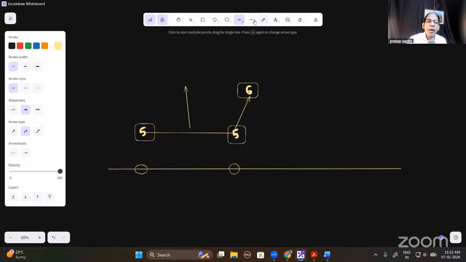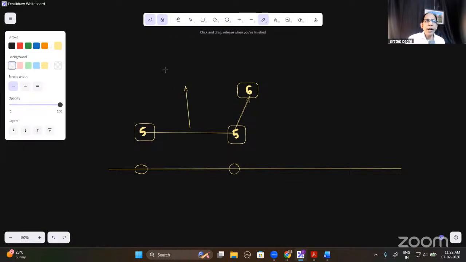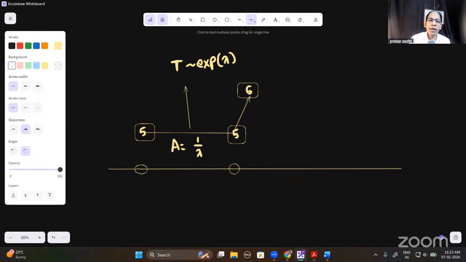This is the waiting time, you can say. We have different notations. We sometimes write 0 to 1, T0, 1 to 2, T1. That way we write. So anything you write, I'm just writing T here. It doesn't matter. T follows exponential lambda. And what is the average waiting time? The average waiting time is 1 upon lambda. So this is for the Poisson process. Let me draw a line here. This is for the Poisson process.